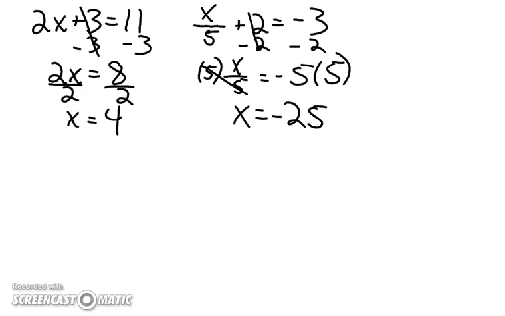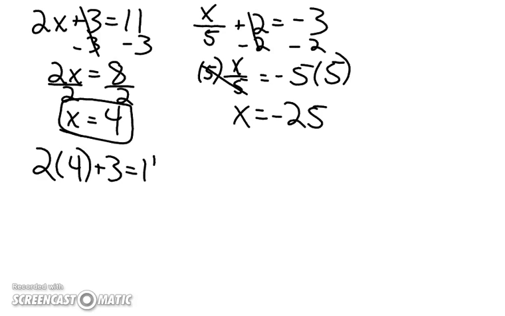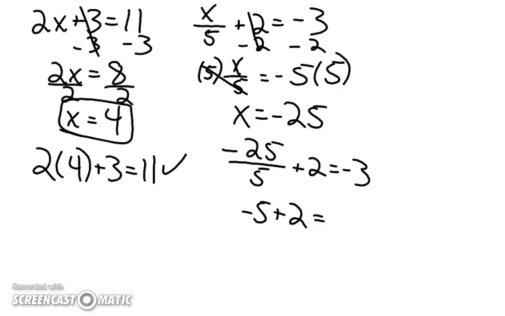Now for both of these problems, as you did with your other ones, you can check these. You can plug back in. So I can take my answer in the first one and say that 2 times 4 plus 3 equals 11. And that is true because 2 times 4 is 8, plus 3 is 11. On the other side, I can say that negative 25 over 5 plus 2 equals negative 3. And again, that's true because negative 5 plus 2 is negative 3. And that checks out. Those are just 2 examples of solving equations with 2 steps.